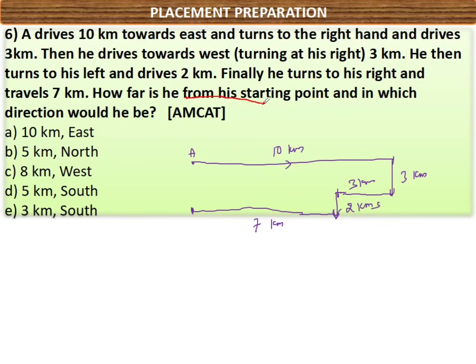How far is he from his starting point? Starting point is A. How far? That means what is the distance? So this is his current position. So from A to C, how much is the distance? You can observe. This is 3, this is 2. 3 plus 2, total 5 kilometers. Which side? Downside. Downside means south. So your answer is 5 kilometers south.